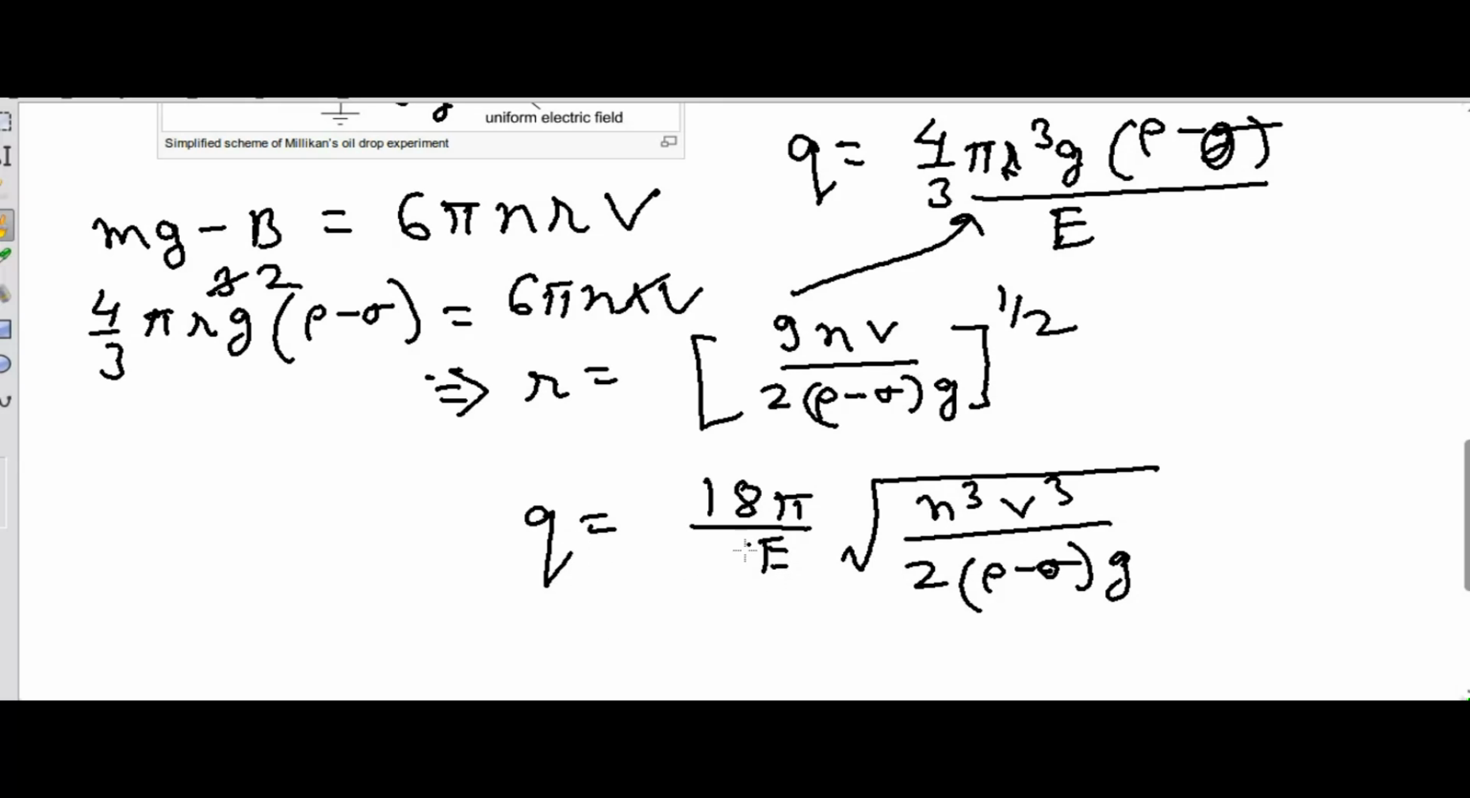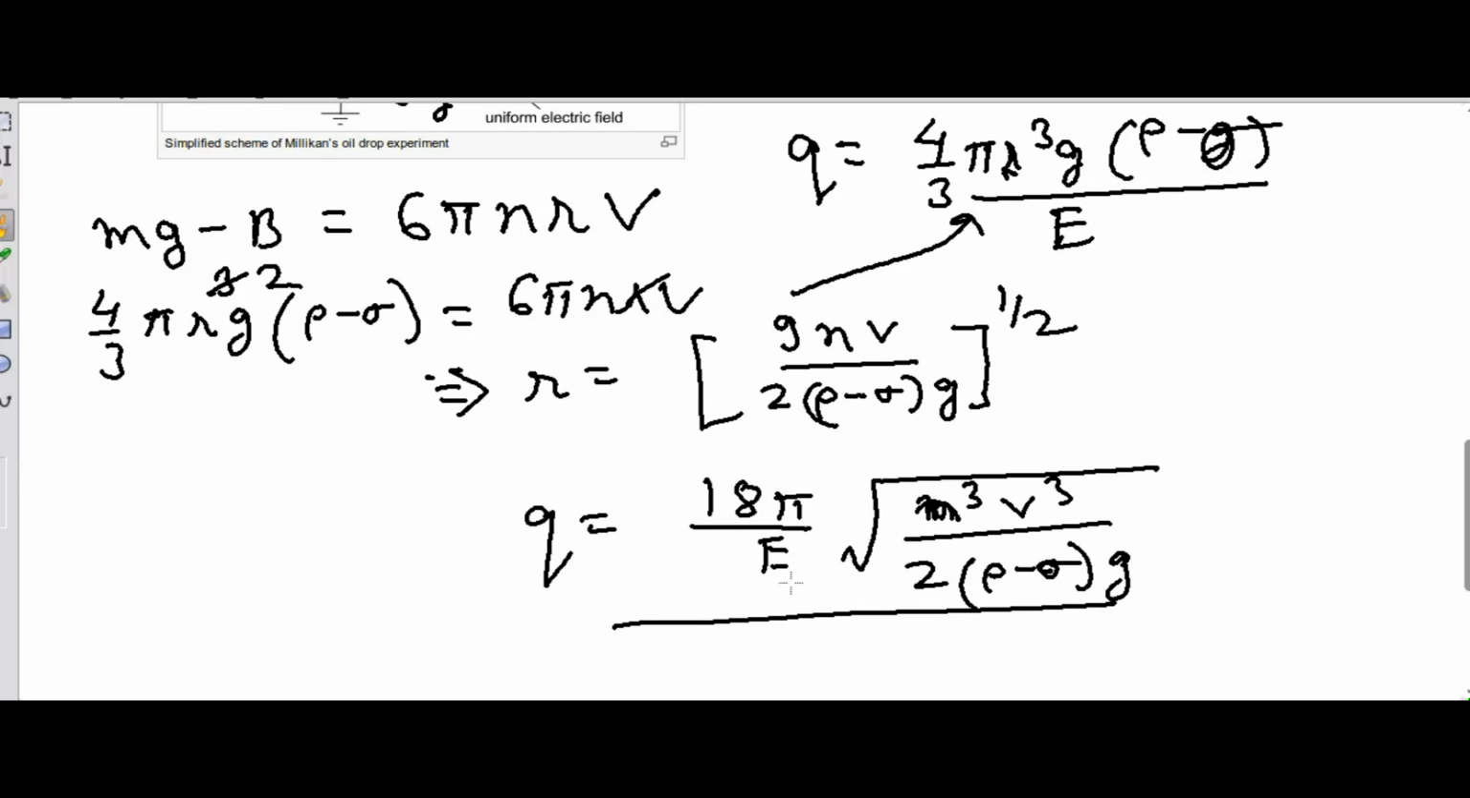I know E, I can control E, and I can measure E by knowing the battery potential difference I have applied. Eta is the viscosity property of the fluid. Velocity I have measured, and rho and sigma are the densities of oil and air respectively, and g is the gravitational constant.